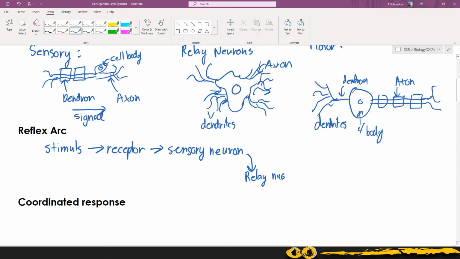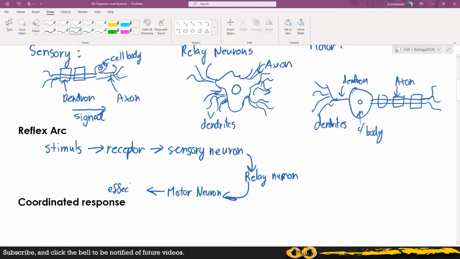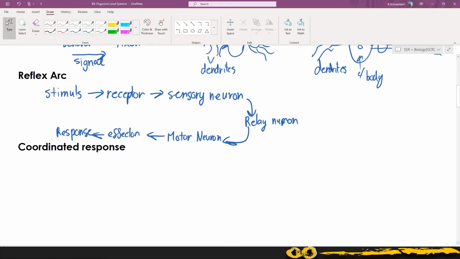And this will pass it back out to a motor neuron, which will pass it on to an effector, which will then have whatever response was there. For example, if you were pulling your hand away from a hot stove, the stimulus would be the heat, the receptor cells would be your thermal receptors in your skin, and then the response would be that you'd pull your hand away from this as quickly as possible.